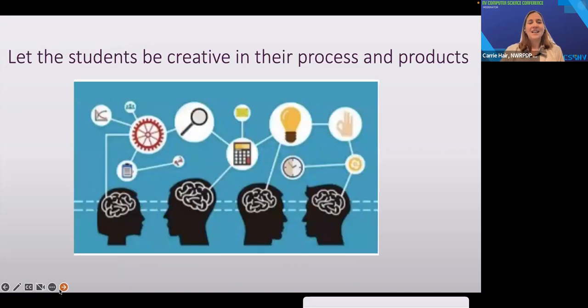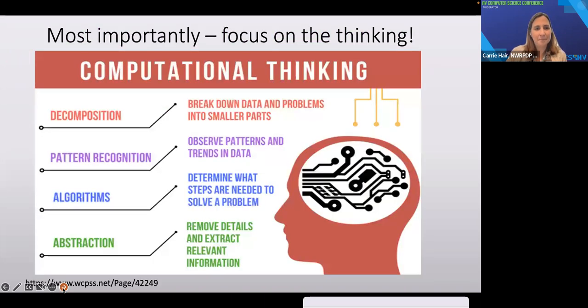Let the students be creative in their process and products. That's so important. Having the students own their work and giving them the choice within their work really gets that buy-in and keeps your program running. And I was going to have you do something with this, but we're not. So focus on the thinking.